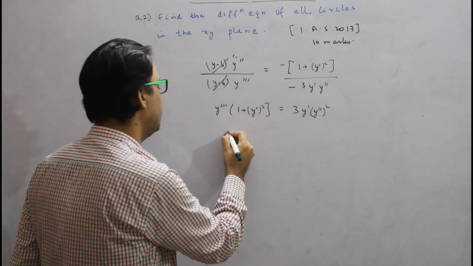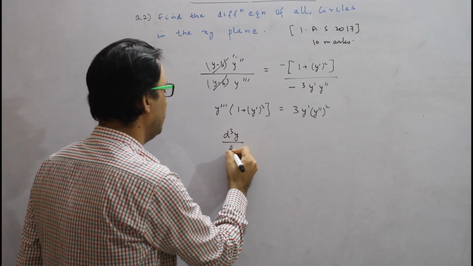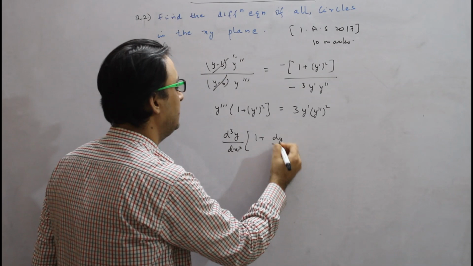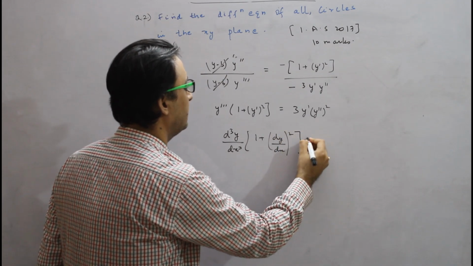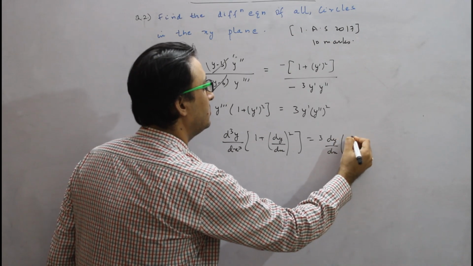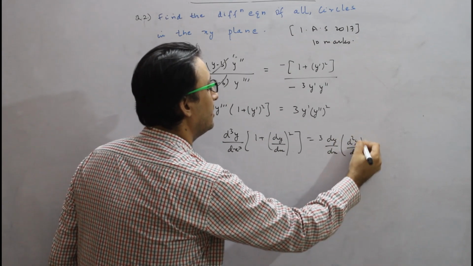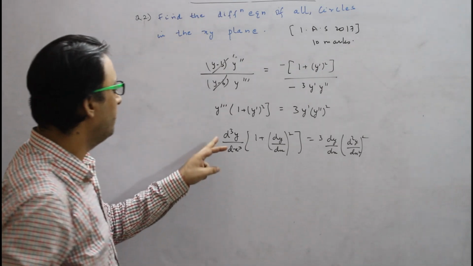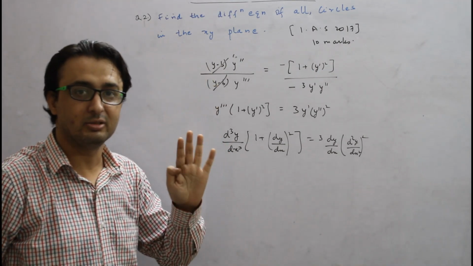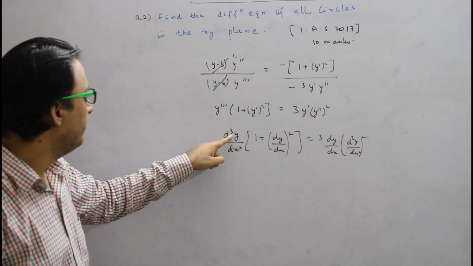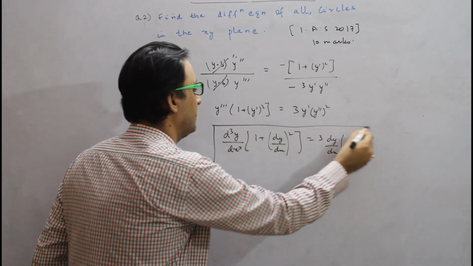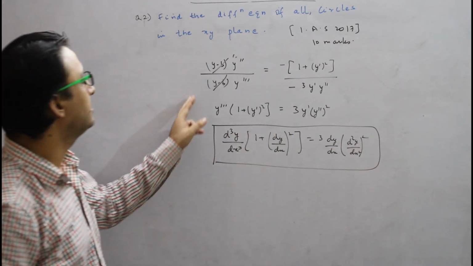So if I am going to write it in another format, I can write it like this: 1 plus (dy/dx) whole square into 3 dy/dx into d square y/dx square whole square. So what we are saying here, the order is 3. We actually initially started with 3 arbitrary constants, so we have the third order differential equation. So this is our answer for this question.